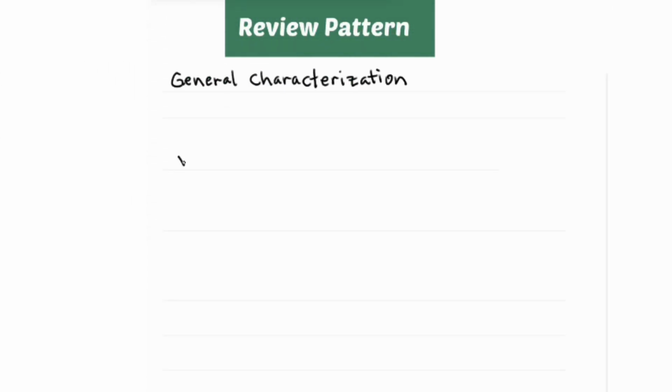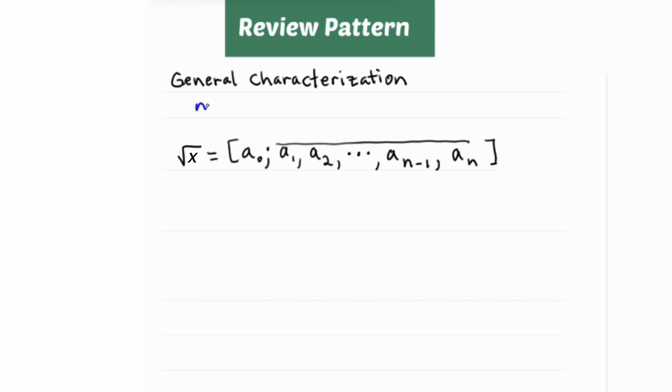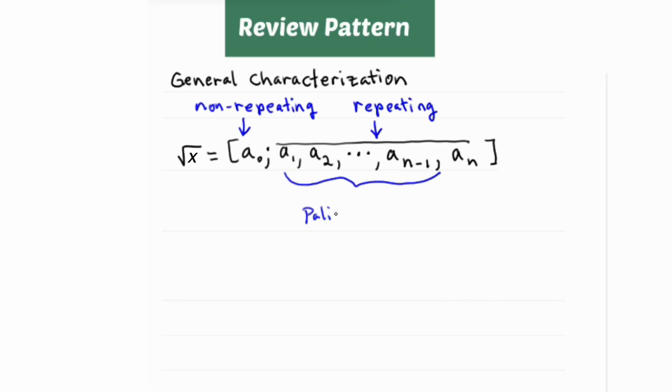We can represent the square root of x as a simple continued fraction: a0, a1, a2, and it continues on to some a sub n minus 1 and ends with a sub n. The first term, a0, is non-repeating, but the rest repeats. Within the repeating part, all the terms up to but not including the last one form a palindrome, and the last term is 2 times a0.